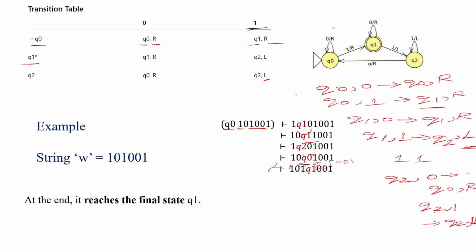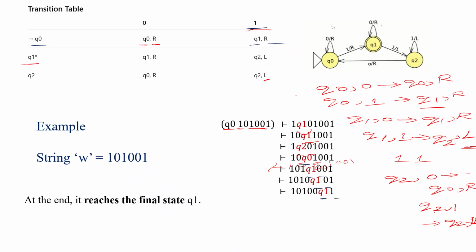Now we have to check Q1 with 0. What is Q1 with 0? Q1 with 0 is Q1 in the right-hand side direction. So Q1 moves in the right-hand side direction, and 0 will come here on the left-hand side. This is the next step. Then again Q1 with 0 is Q1 in the right-hand side direction. So Q1 moves right, and the 0 will come to the left-hand side.